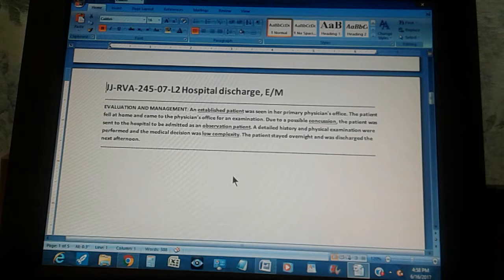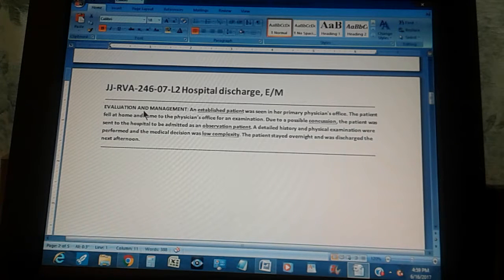1, 2, 3. Okay, the problem is on page 246, exercise 7. It's a level 2 exercise, and the title is Hospital Discharge, Evaluation and Management. And the problem reads like this.